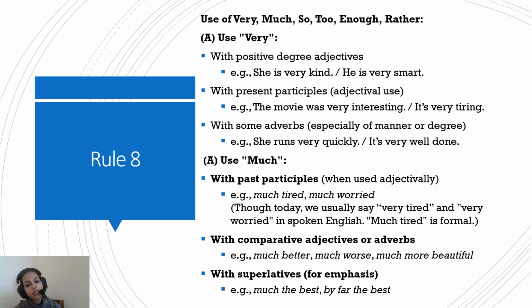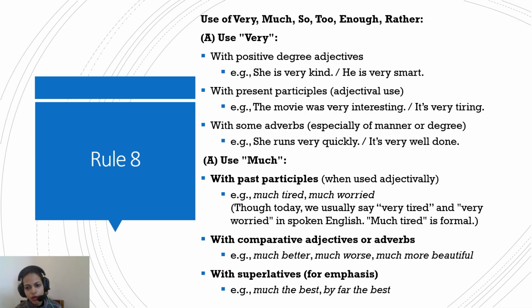We can also use very with the past and present participles. So "the movie is very interesting." Or "it's very tiring." Here the present participle interesting or tiring can be preceded by very. Sorry, it should be "the movie is very interesting" and not "was very interesting." My bad. With some adverbs, especially of manner or degree, the word very can be used. So "she runs very quickly." Here again, quickly is an adverb, and we can use very before that. Or "it's very well done."